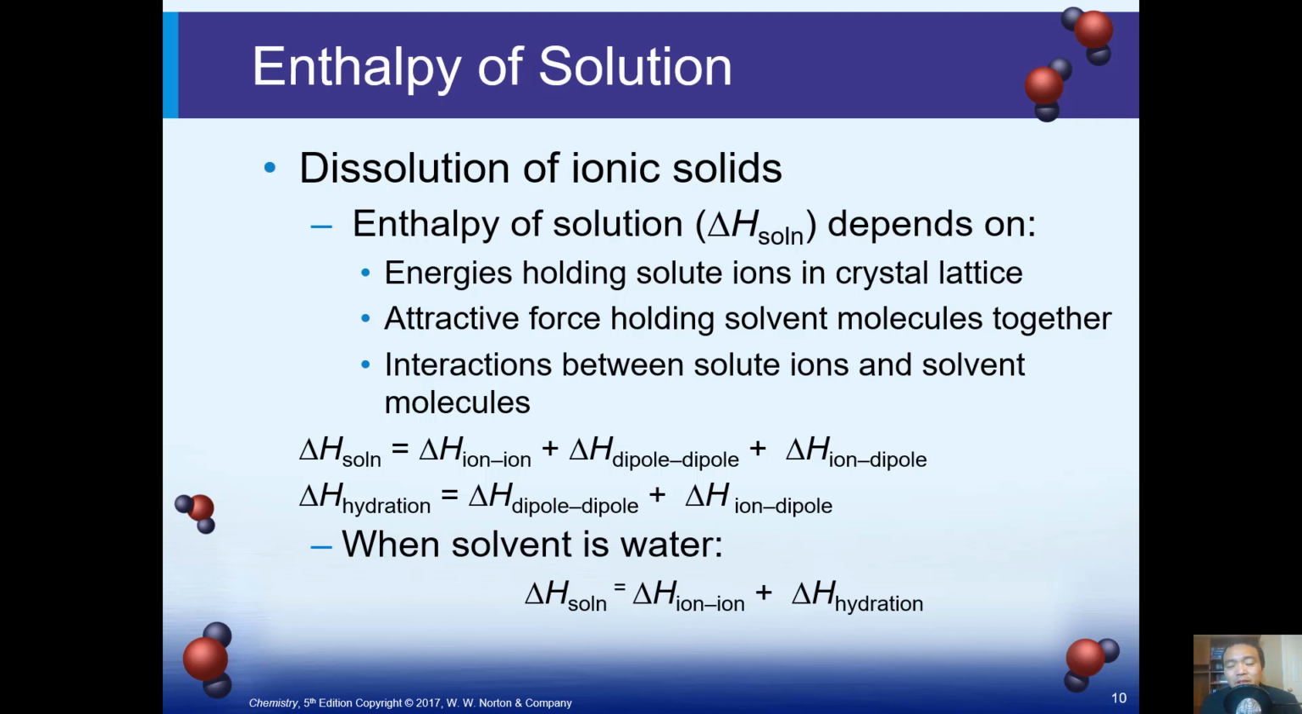If we want to break down the dissolution process into 3 steps, we can write it this way. Originally, you have the solvent and the solute, which exist separately. Then the first step, you actually separate the solute. So in this step, it's the ion and the ion that you're separating. You call this delta H ion and ion.